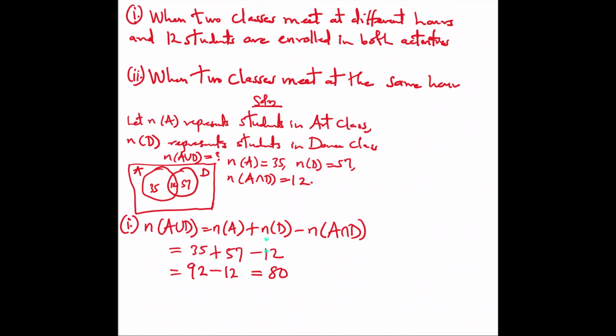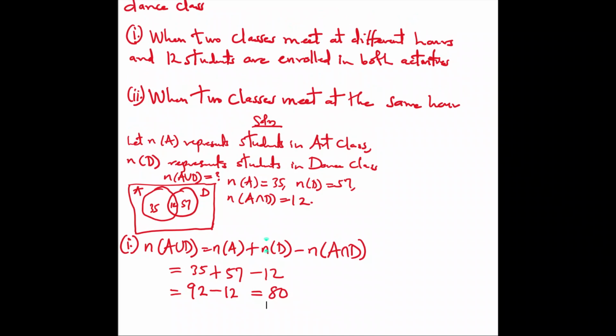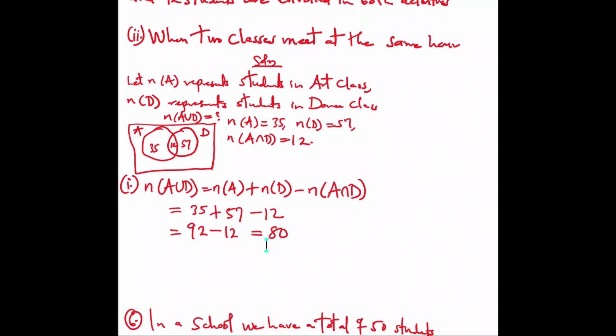So this is the number of students when the 2 classes meet at different hours. This is the number of students that are enrolled in both activities. Now the second question says when the 2 classes meet at the same hour. So in this case we are still looking for A intersection D.